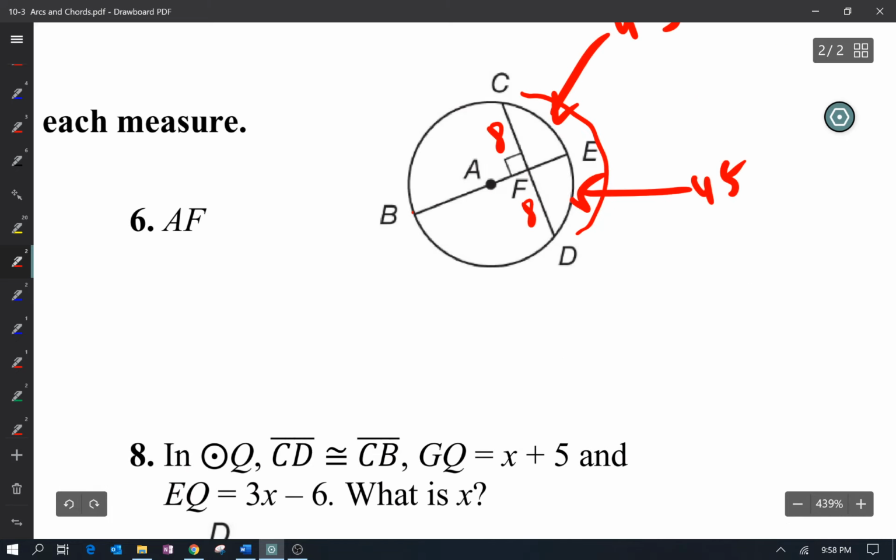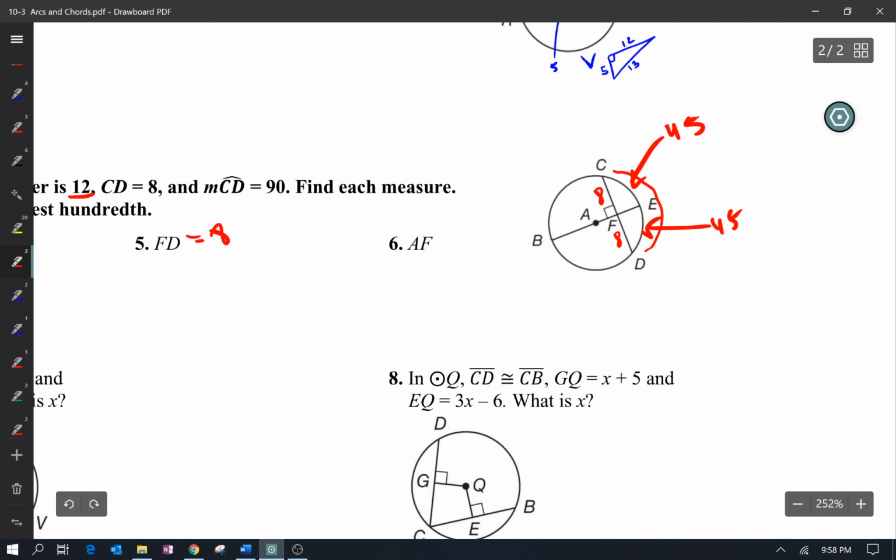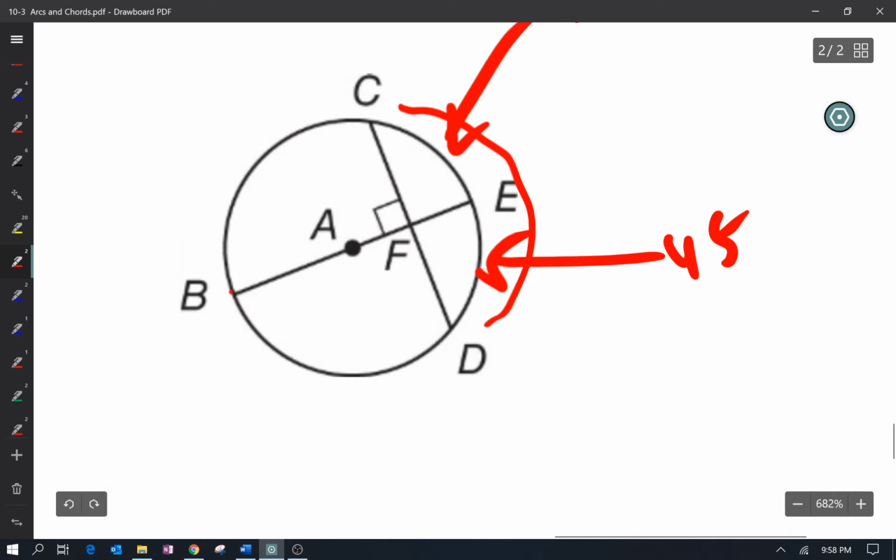All right, so once again, we're going to have to look for Pythagorean theorems here. Do I know the radius? No, I know the diameter is 12, so I know the radius is 6. Now watch what I'm going to do here. I'm going to draw this a lot bigger now. I know that the diameter was 12, so the radius is 6. So this is 6, and this is 6.